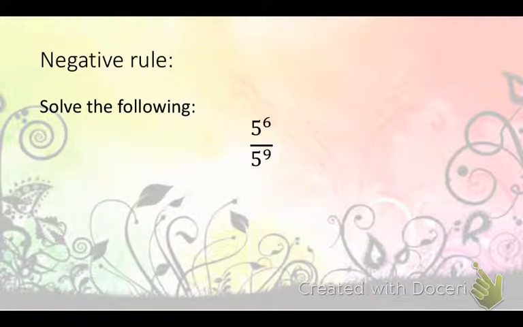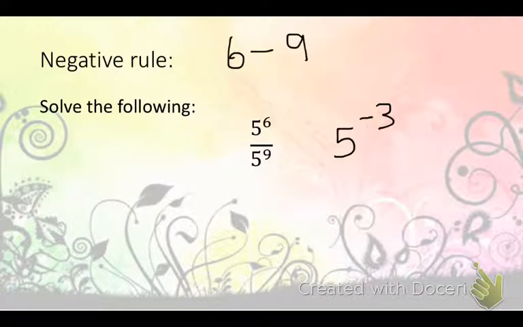All right, next we have 5 to the 6 over 5 to the 9. If I solve that, I'm going to get 5 to the negative 3 if you use your integer rules right, because 6 minus 9, you add the opposite, and different signs subtract, keep the sign of the larger number, so you get negative 3.